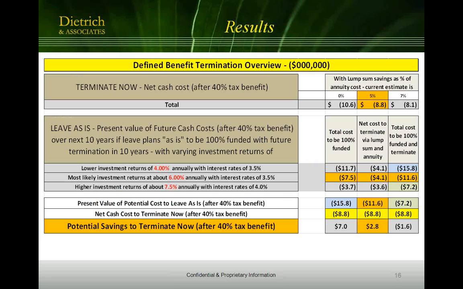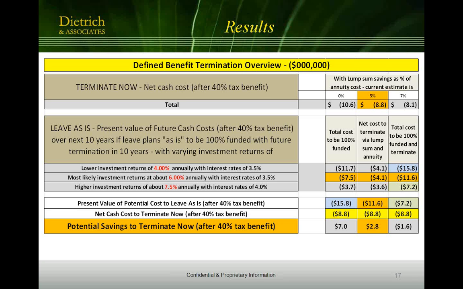Looking at the 3 scenarios, the baseline, or the most probable scenario, is highlighted in orange. Starting at the top of the results, here we're looking at millions of dollars in after-tax contribution for the plan, because that's really what the board was interested in.